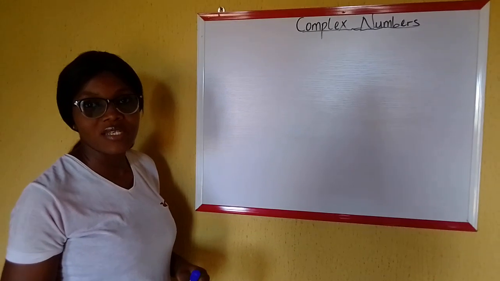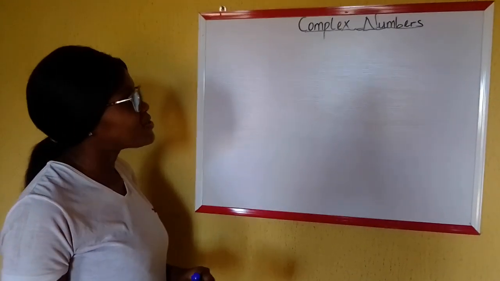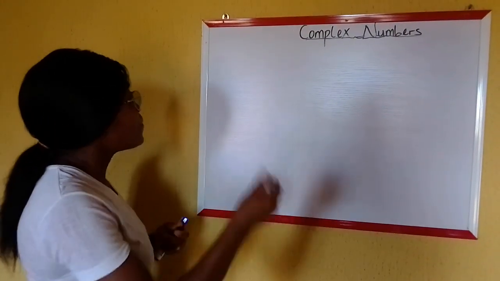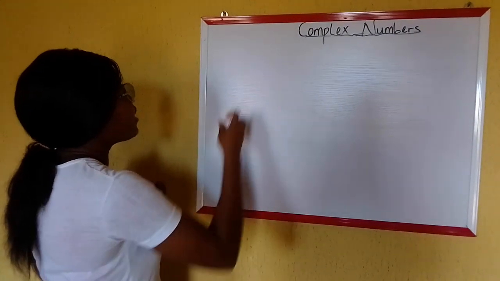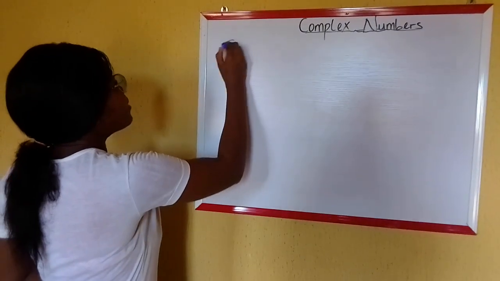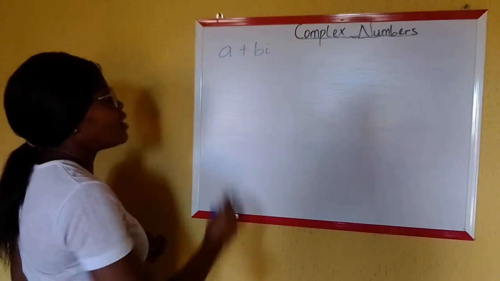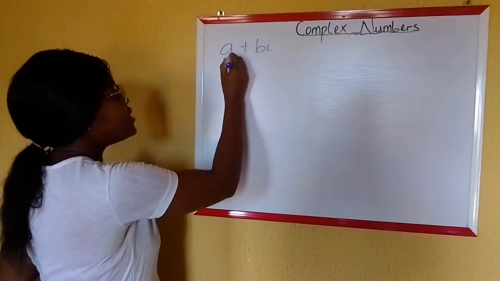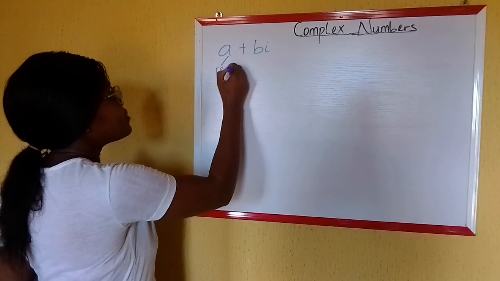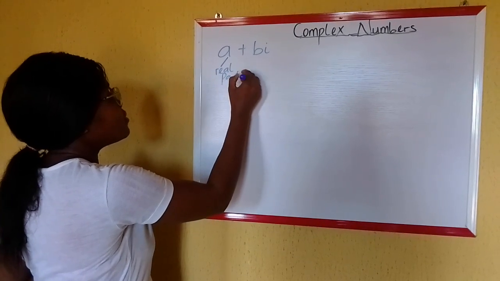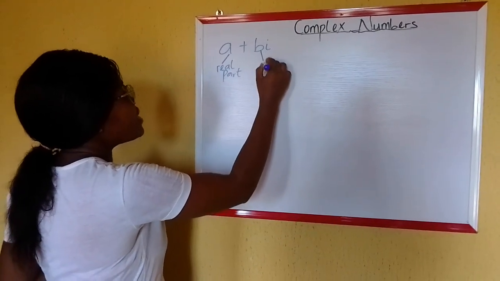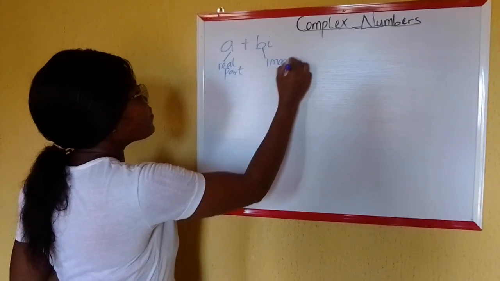Today let's talk about complex numbers. Now a complex number is of this form: a plus bi, and when we talk about a plus bi, this part is the real part, while this one is the imaginary part.